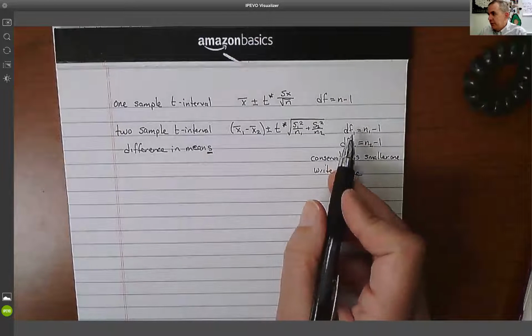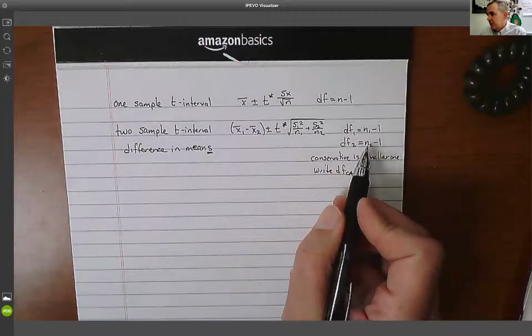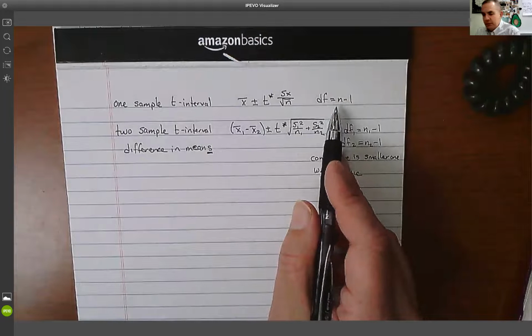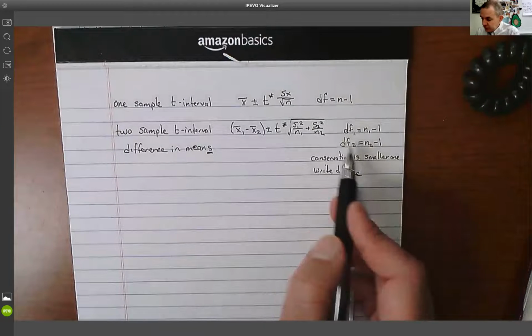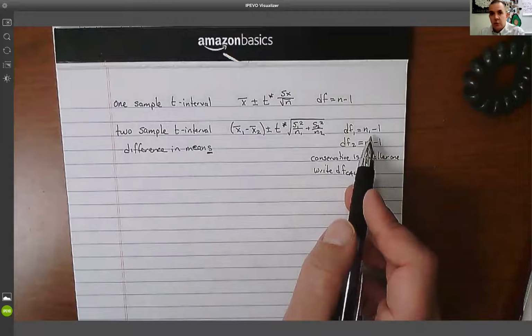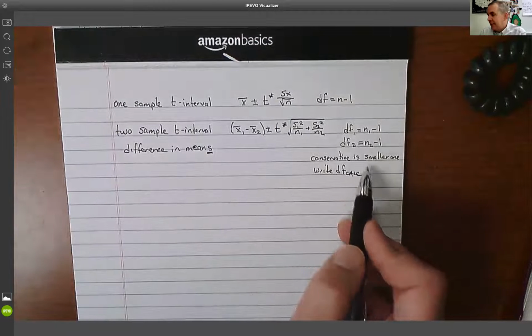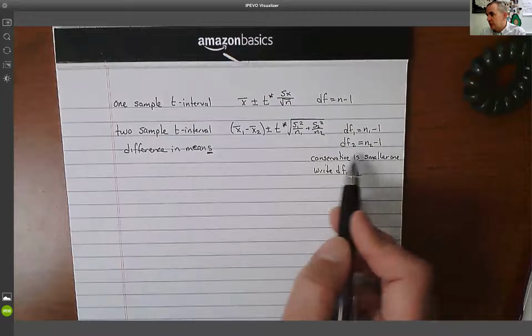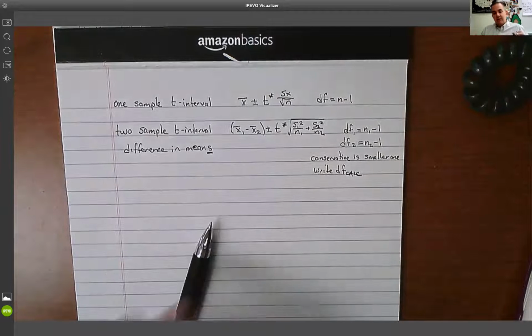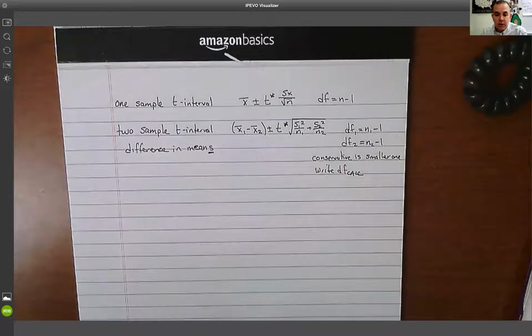Then we have degrees of freedom, n minus 1 and n2 minus 1. With a one sample, it's just the n minus 1. With a two sample, there are two minus 1s, and we take the smaller of the two. It's called our conservative degree of freedom. It errs on the side of making our interval a little bit bigger. But we're also going to write down the number from the calculator.